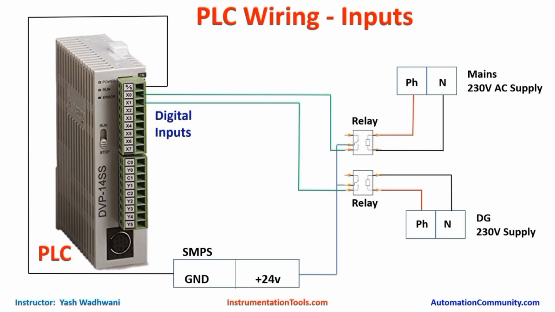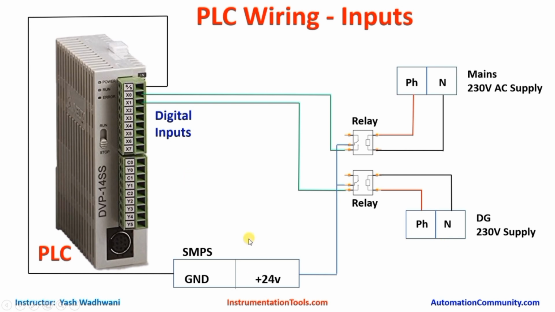Now we will understand the wiring for this project. First of all, on the input side, we want to sense whether the mains power is available or not. Similarly, while the DG is operating, we have to check whether the diesel generator is producing power or not. So how will we do that?